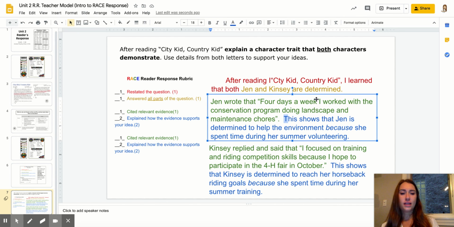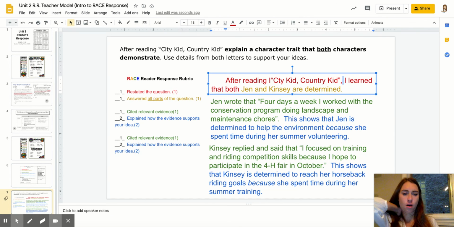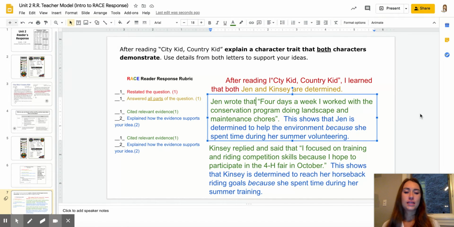Okay? Finally, after each of these, we should kind of have a clue that we should be putting a period. Anytime we take a big breath, we should be taking a period. So after reading City Kid, Country Kid, I even put a comma there to take a pause. I learned that both Jen and Kinsey are determined, period. One thing that we can add is a comma during this transition before I put my quote. Since I said Jen wrote that, and then I'm going into a full sentence from the text, I can add a comma.